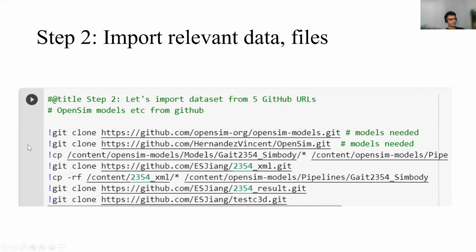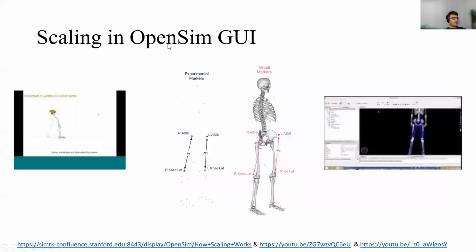We just put everything on GitHub, and then we git clone it from there. Then scaling OpenSim. It's not an easy task. It looks easy, but there's a lot of things in it. I'm not going to go through that. Please watch these videos if you're very interested. The basic idea for this particular example is that we have experimental markers here, and then we have virtual markers.